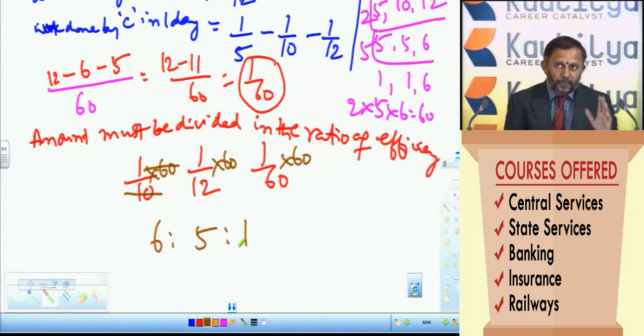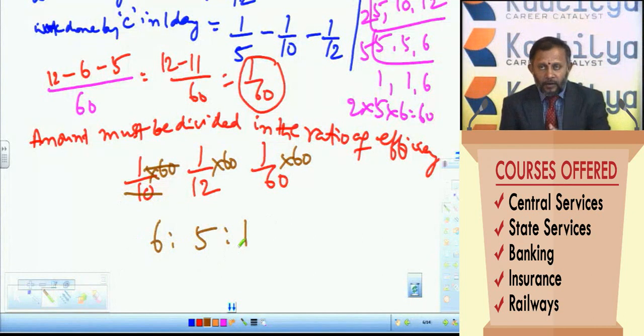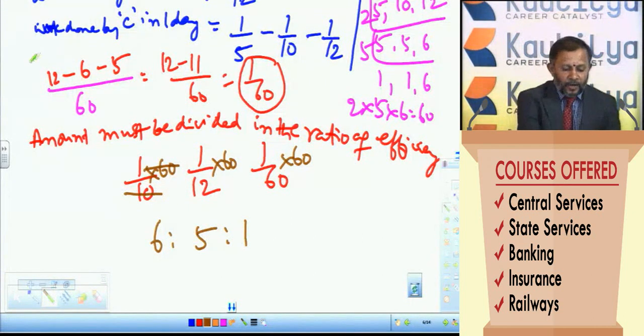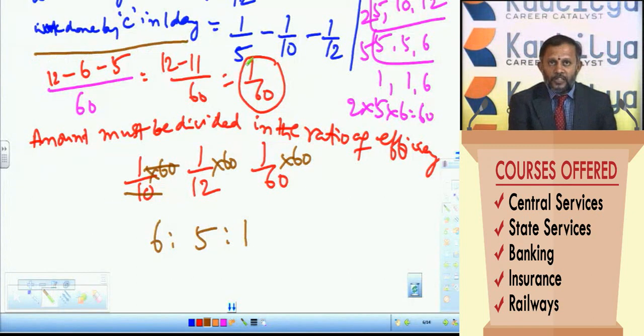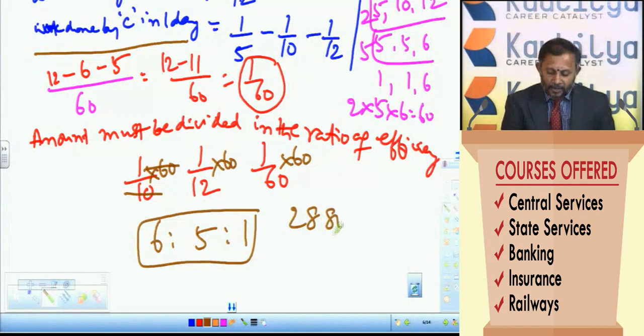So therefore as per the data we can say that work done by A in 1 day is 1 by 10, work done by B in 1 day is 1 by 12, and you have to calculate the work done by C in 1 day as 1 by 5 minus 1 by 10 minus 1 by 12, which gives 1 by 60. So here you have to mention amount must be divided in the ratio of efficiency, that is 1 by 10, 1 by 12 and 1 by 60. For the sake of convenience we multiplied all these fractions by the number 60. So therefore amount 28,800 must be divided in the ratio 6 is to 5 is to 1.